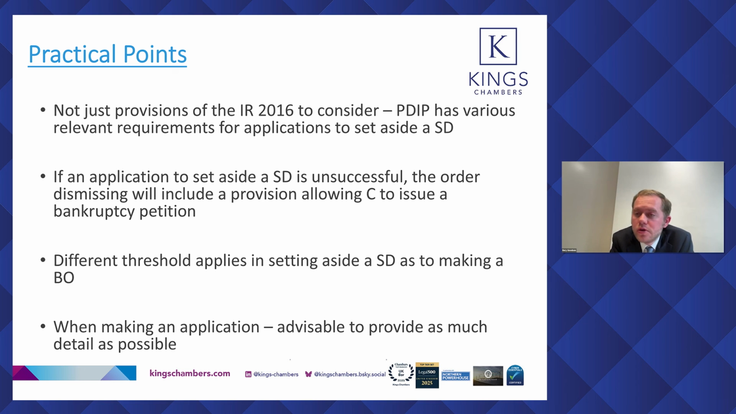If the application is unsuccessful, the order dismissing the application will usually include a provision allowing the creditor to issue a bankruptcy petition on the basis of that demand. As I noted earlier, in respect of one of the grounds, the threshold is different for a statutory demand than for a bankruptcy order. The bankruptcy order is a broader consideration of whether a bankruptcy order should be made. Setting aside a statutory demand has quite precise requirements on those four grounds that we've run through just now. And as I put at the bottom, that may seem really obvious, but when making an application, it's advisable to provide as much detail as possible.